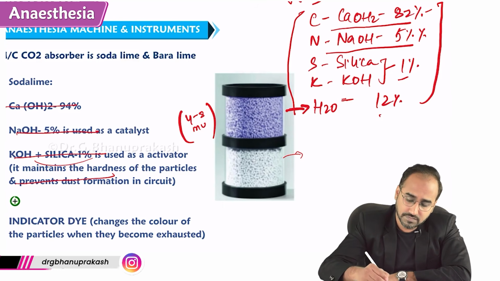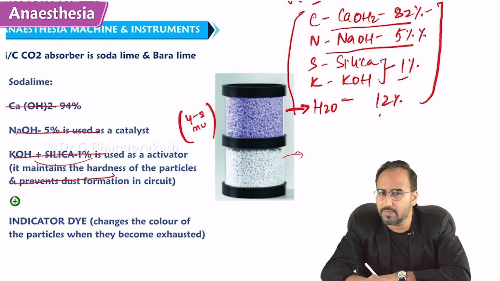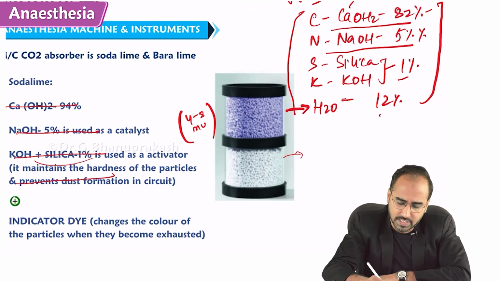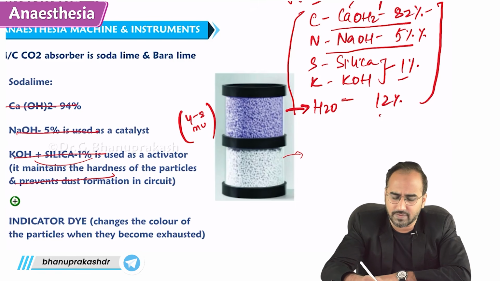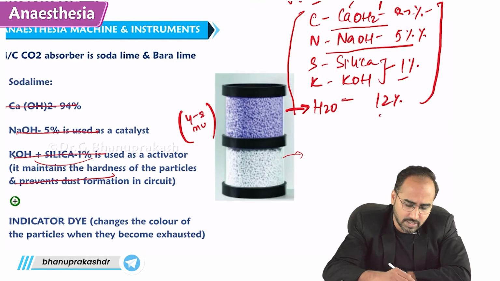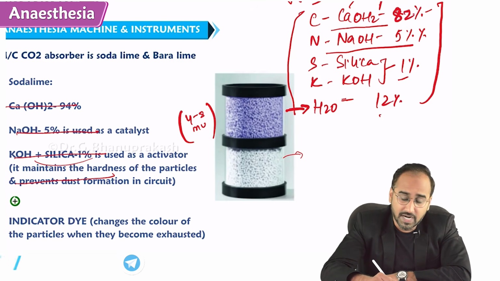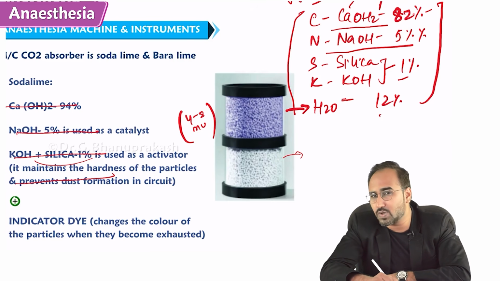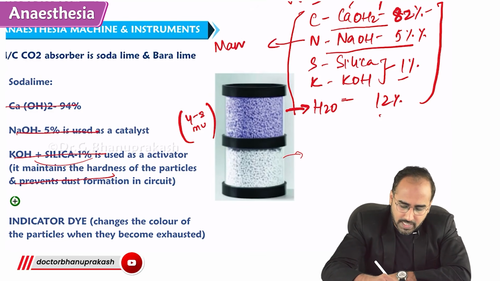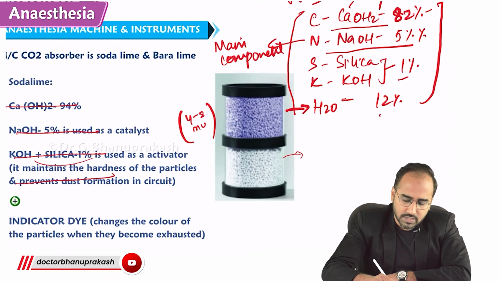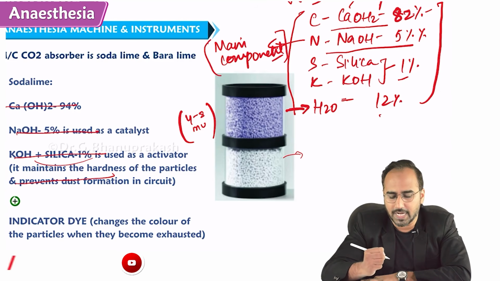Remember guys, which is the major component of soda lime? This was an MCQ. The major component of soda lime, you can just look and tell. The major component is calcium hydroxide, which is 82%. But what is the main component without which soda lime is totally waste? It is sodium hydroxide. Sodium hydroxide is the main component of soda lime, right?